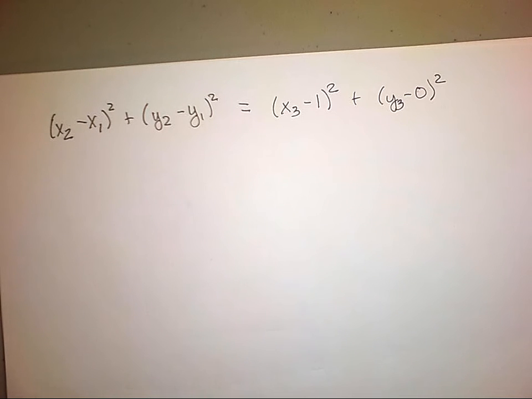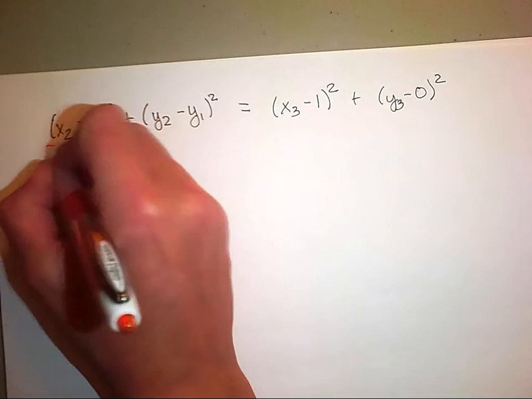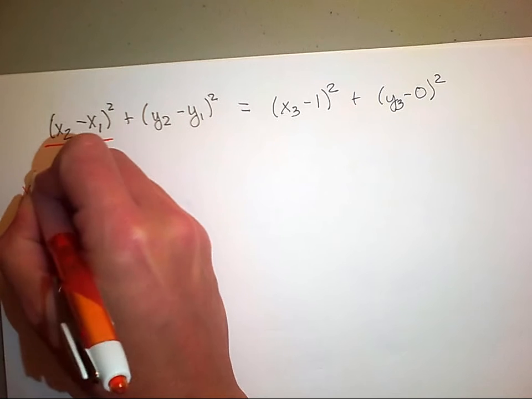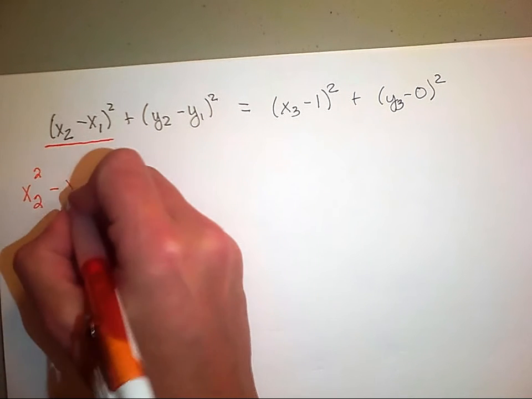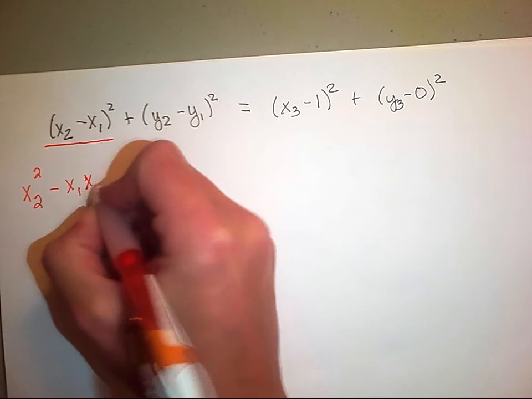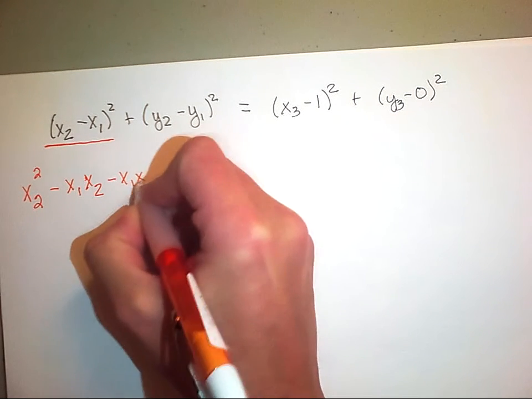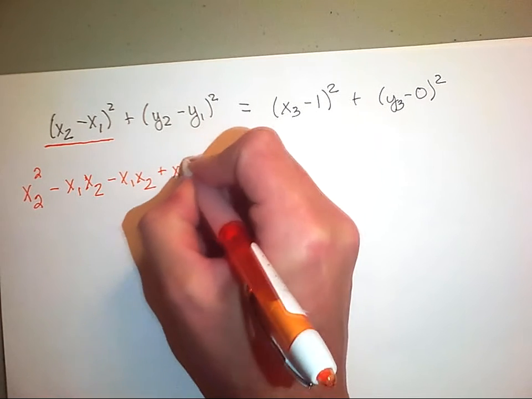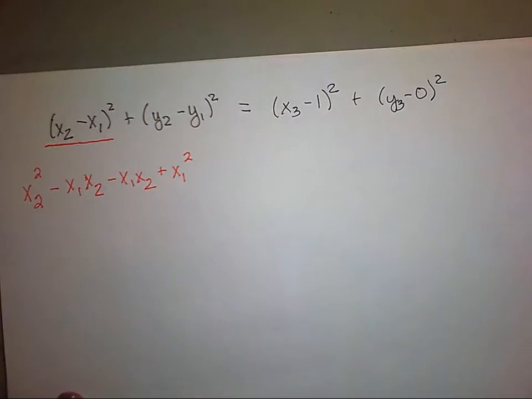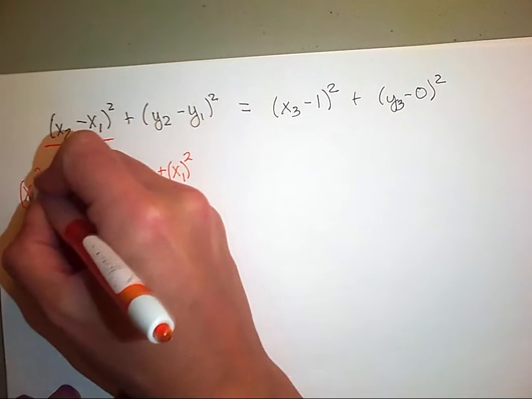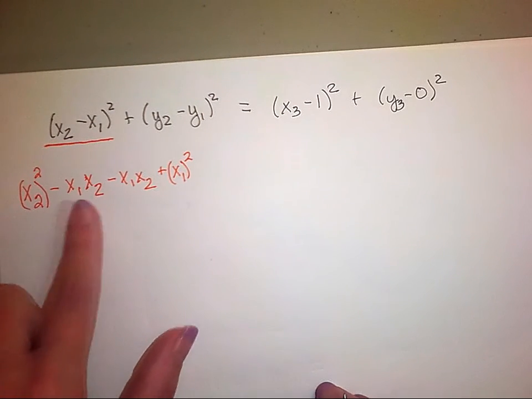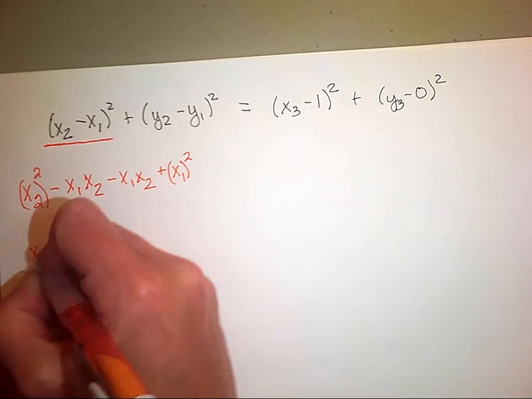Okay, now let's start simplifying. In this case, we're going to actually have to expand before we can simplify. So this becomes x2 squared minus x1 x2, minus another x1 x2, and then plus x1 squared. If it makes it more helpful, you can put these in parentheses. Let's just simplify that while we're at it.